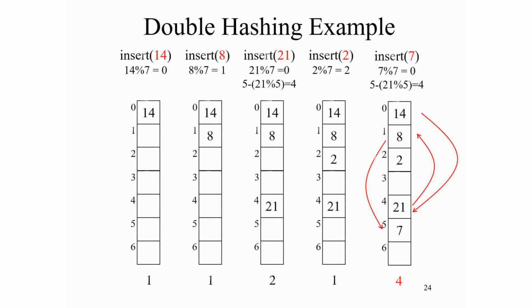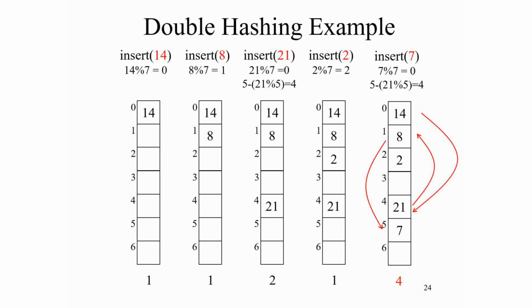If a bunch of elements hash to the same spot, they mess each other up. But worse, if a bunch of elements hash to the same area of the table, they mess each other up. This phenomenon is called primary clustering.